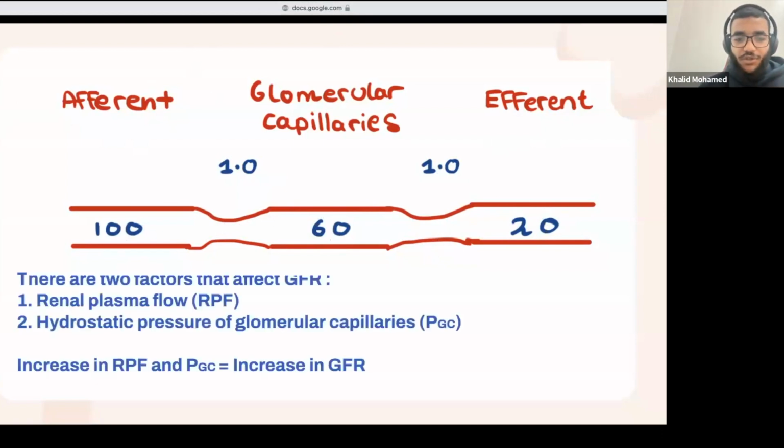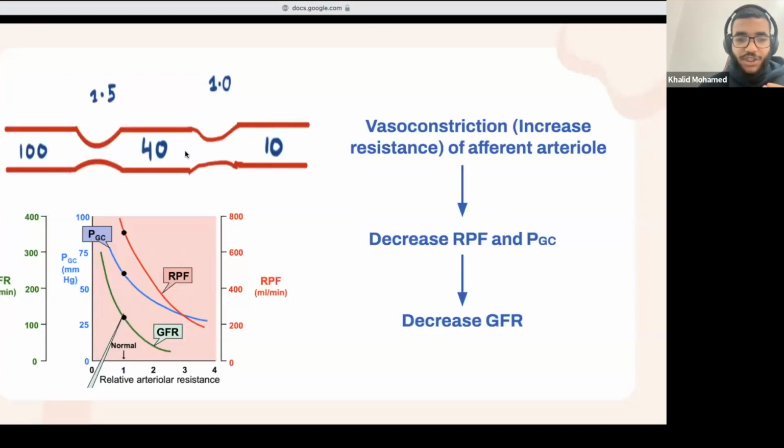So how does the body control these things to change the glomerular capillary pressure? So if we constrict only the afferent arteriole, this one, the first one, okay, less blood is going to go inside.